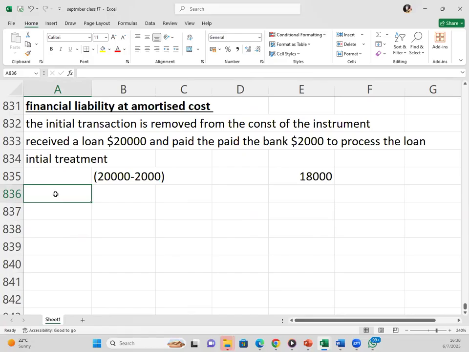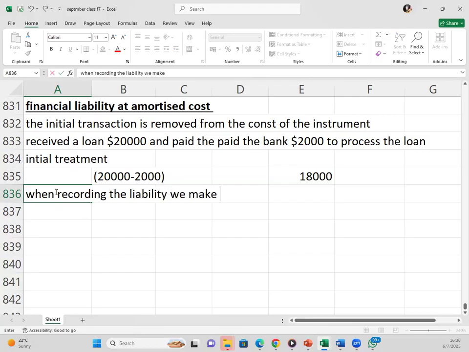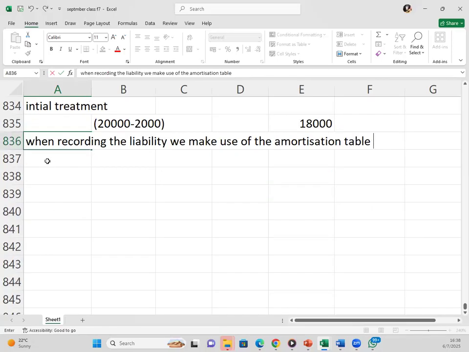Then let's move on. When recording the liability, we make use of the amortization table. If you still remember the amortization table, I think we did look at it under leasing. We use the amortization table.